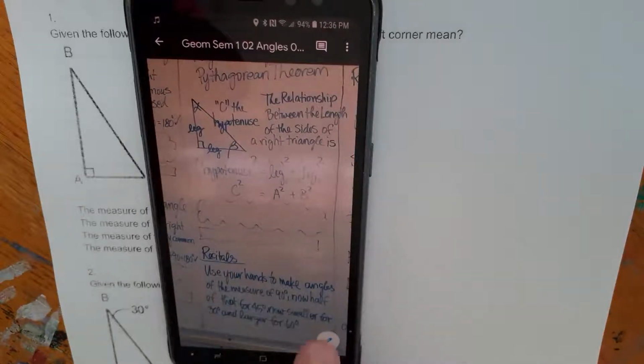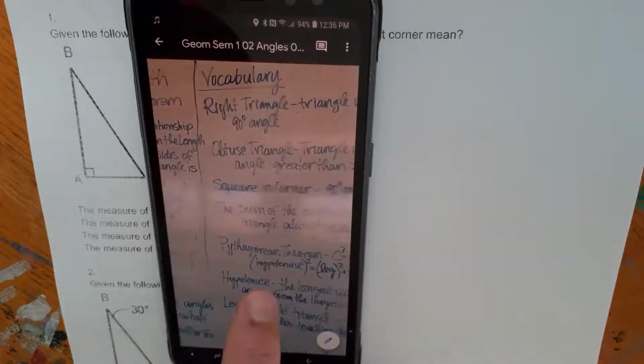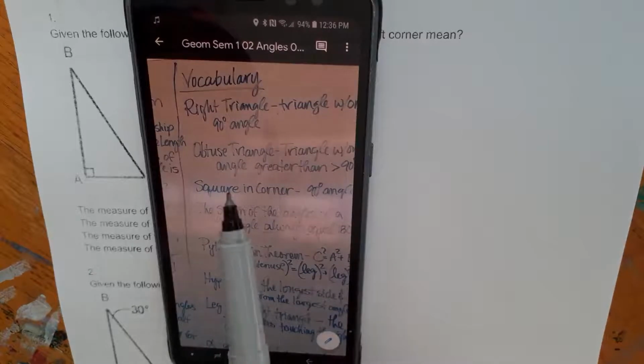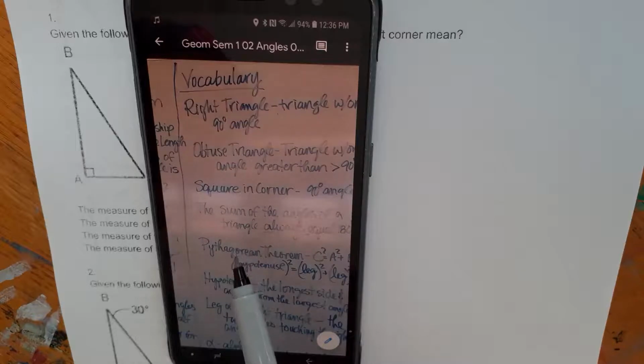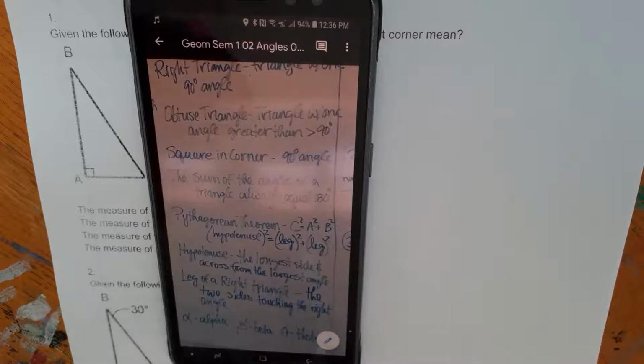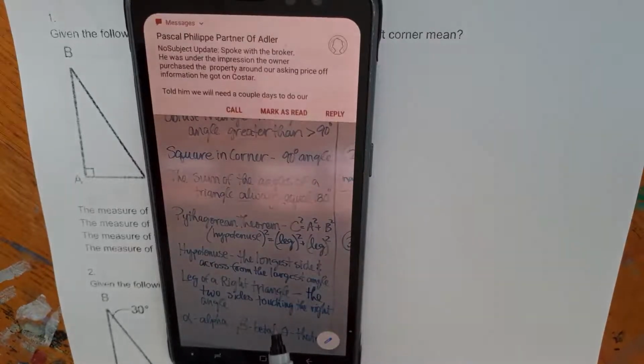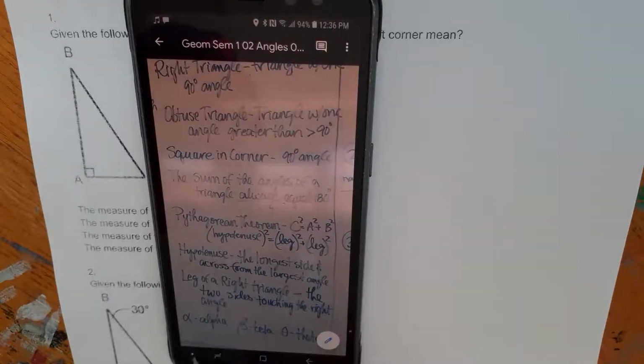All right, recitals, let's see. Vocab, right triangle is a triangle with exactly one 90 degree angle. Obtuse triangles greater than 90. Square in the corner means 90 degrees. The sum of the angles of a triangle equal 180. The Pythagorean theorem is c squared equals a squared plus b squared. Let's see, a leg of a right triangle is the one attached to the 90 degree angle. The hypotenuse is across from the 90 degree angle and is the longest side.